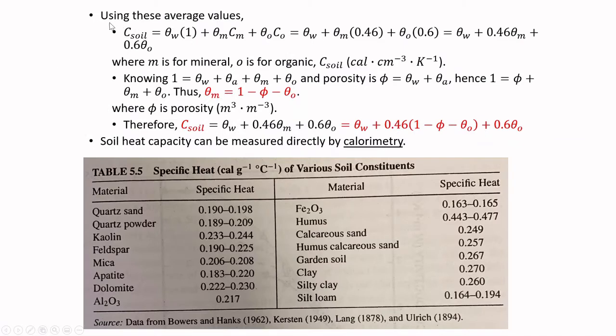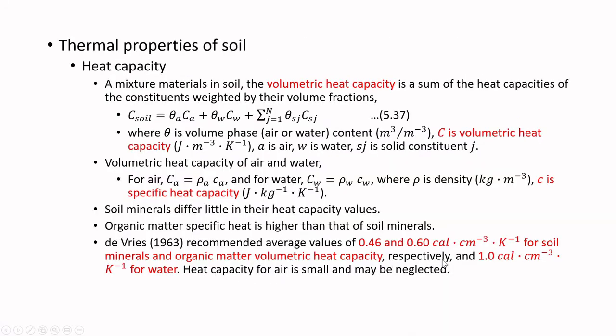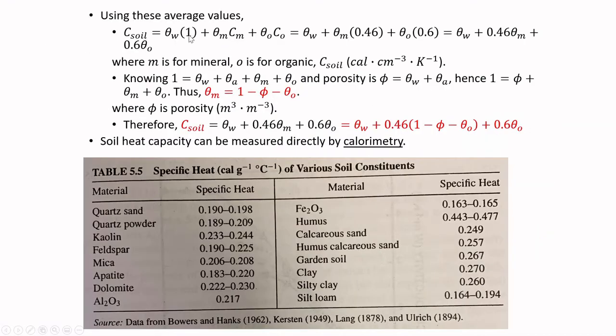So this slide shows you the simplification of the soil volumetric heat capacity. The soil volumetric heat capacity, C soil, equals the volumetric water content multiplied with 1. Just now we showed that the heat capacity for water is 1.0, so we can put 1 here. Then here is the volumetric mineral content multiplied with the volumetric heat capacity of mineral, plus the volumetric organic content multiplied with the volumetric heat capacity of organic.